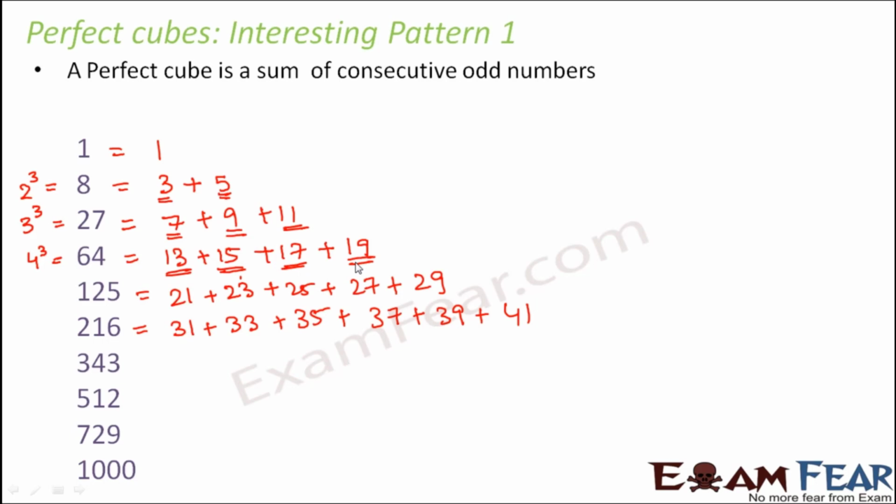So what happens is, every perfect cube is equal to the sum of consecutive odd numbers, and how many odd numbers it is the sum of depends on whose cube that number is. For example, 125 is the cube of the number 5, so that means it would be the sum of 5 consecutive odd numbers. So this is the interesting pattern exhibited by the perfect cubes.